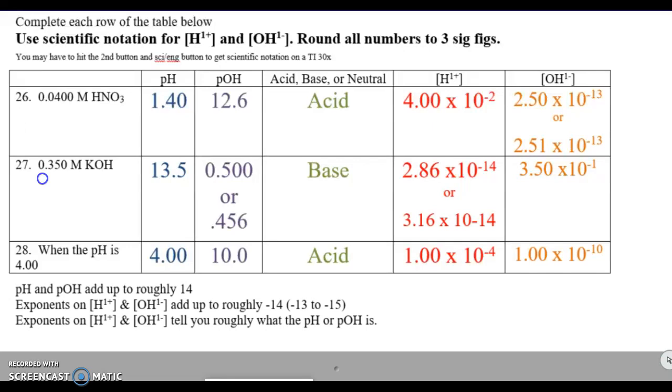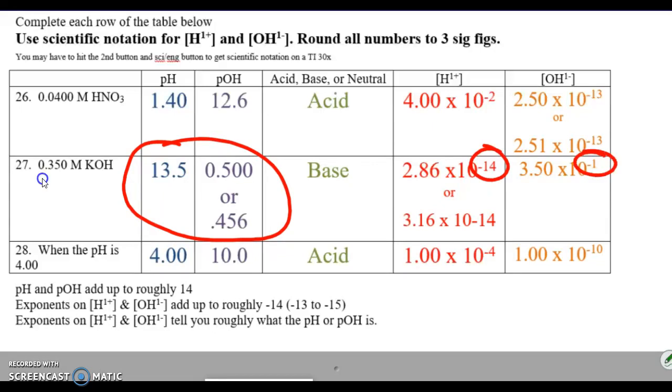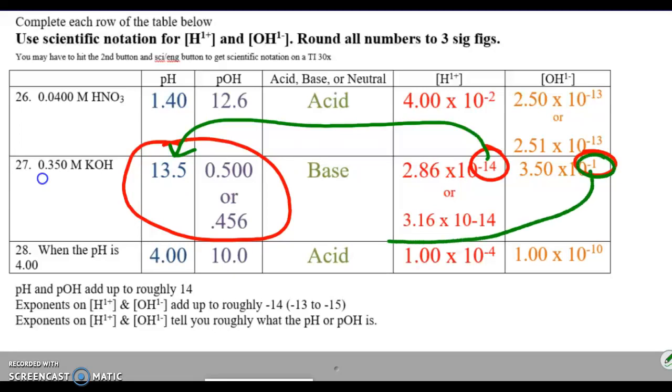And I'm going to go over this little part that's at the bottom. pH and pOH should add up to roughly 14. These exponents should roughly add up to negative 14. This exponent of negative 14 gives me a pH that should be around 14. This exponent of negative 1 should give me a pH of, or a pOH, excuse me, of around 1, and that does. Your homework is the next page, which is the 60s.